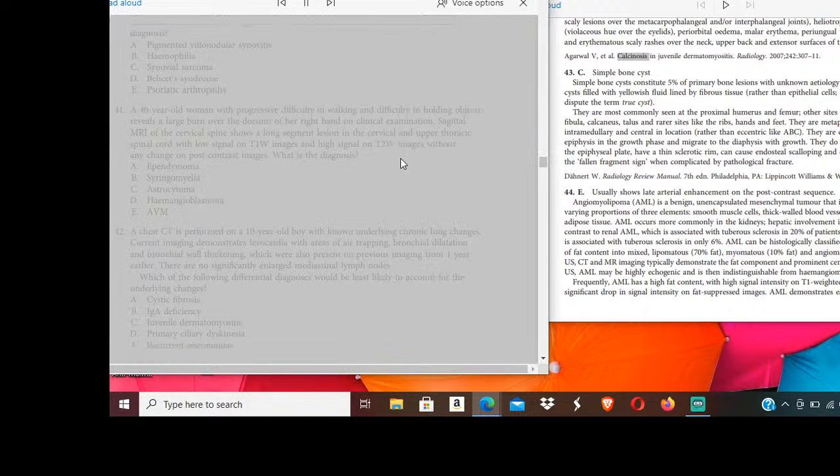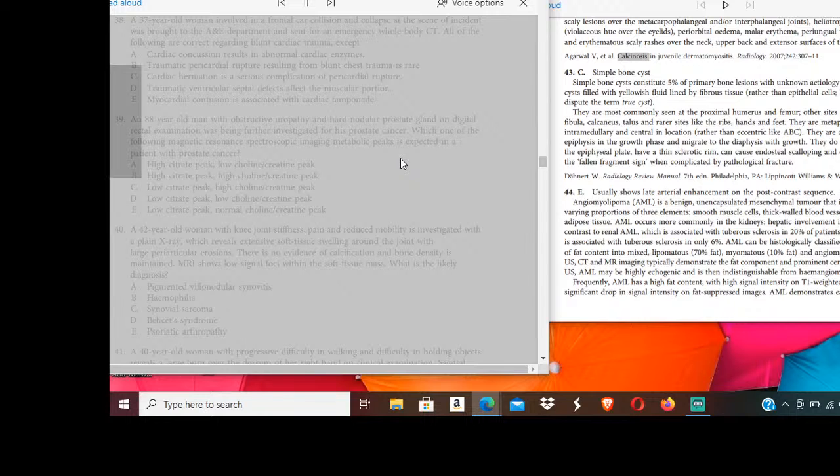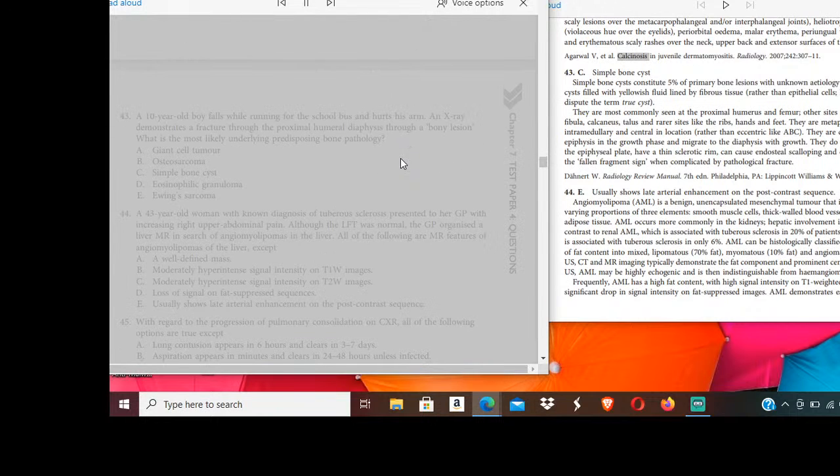Chapter 7, Test paper 4, questions. 43. A 10-year-old boy falls while running for the school bus and hurts his arm. An X-ray demonstrates a fracture through the proximal humeral diaphysis through a bony lesion. What is the most likely underlying predisposing bone pathology? A. Giant cell tumor. B. Osteosarcoma. C. Simple bone cyst. D. Eosinophilic granuloma. E. Ewing sarcoma.